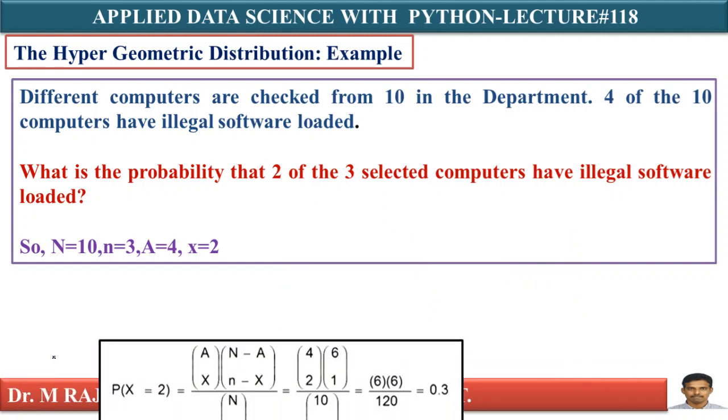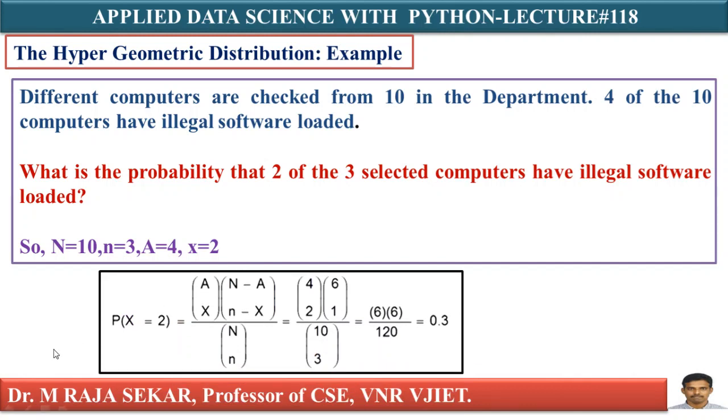Anyway, we know what is the formula. P capital X equal to small x. What is my formula? P capital X equal to small x is A C x. What is my A value? A value is 4, 4 C. What is my x value? This I can say, P capital X equal to small x.